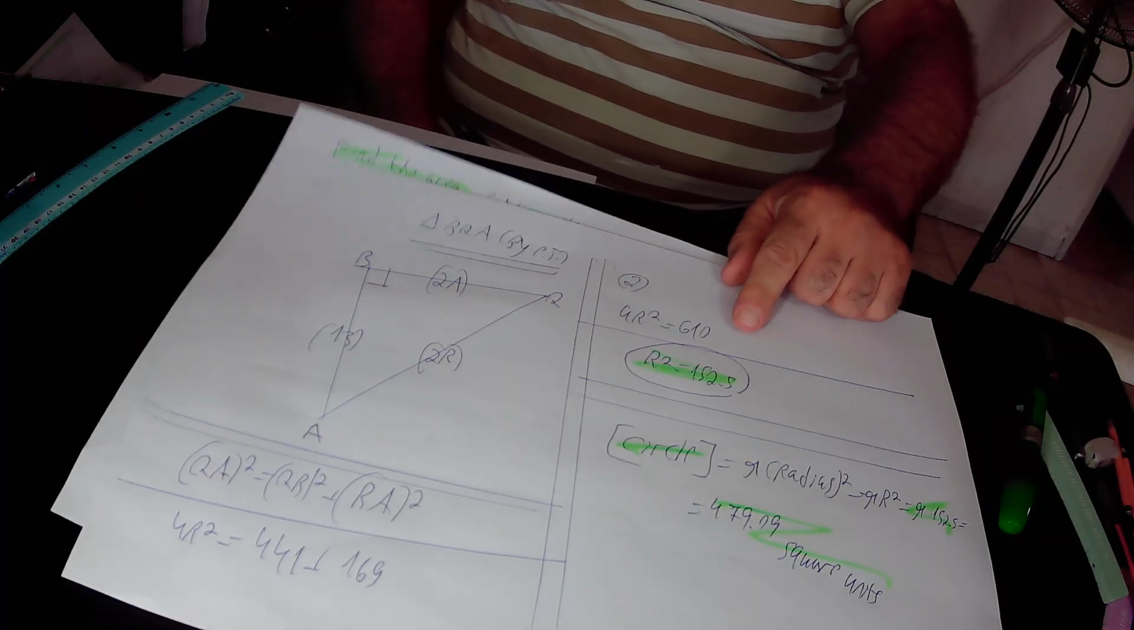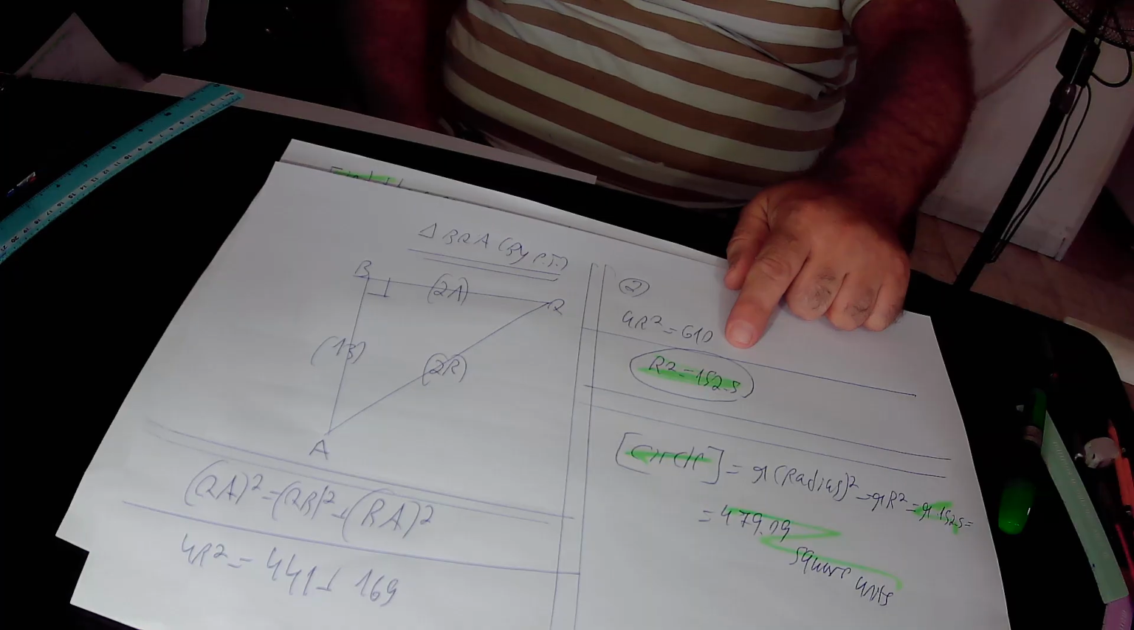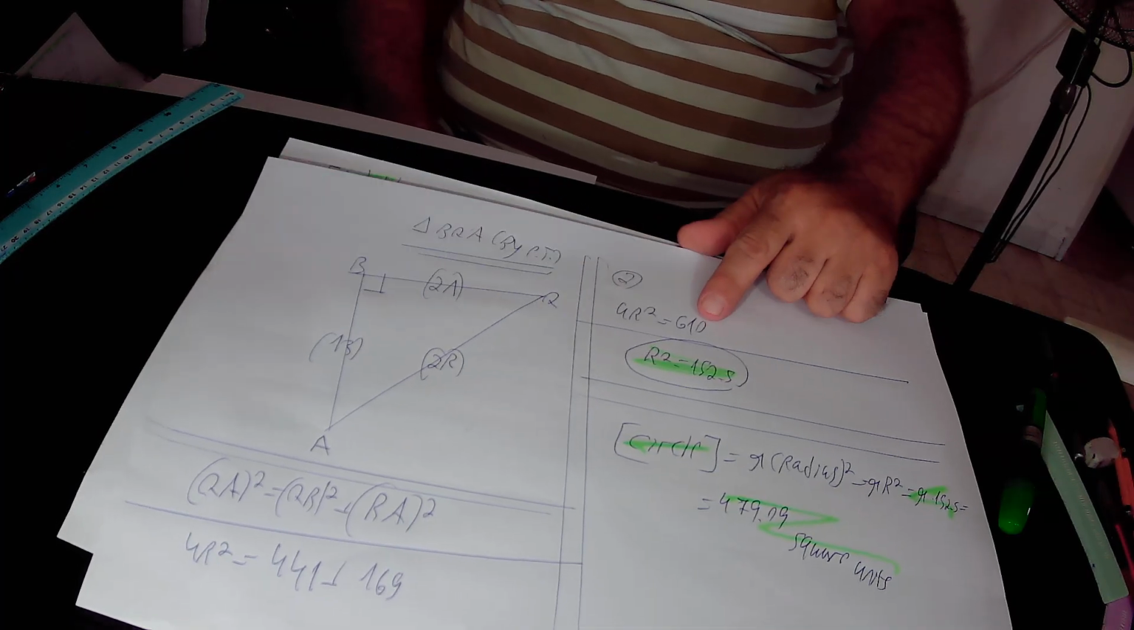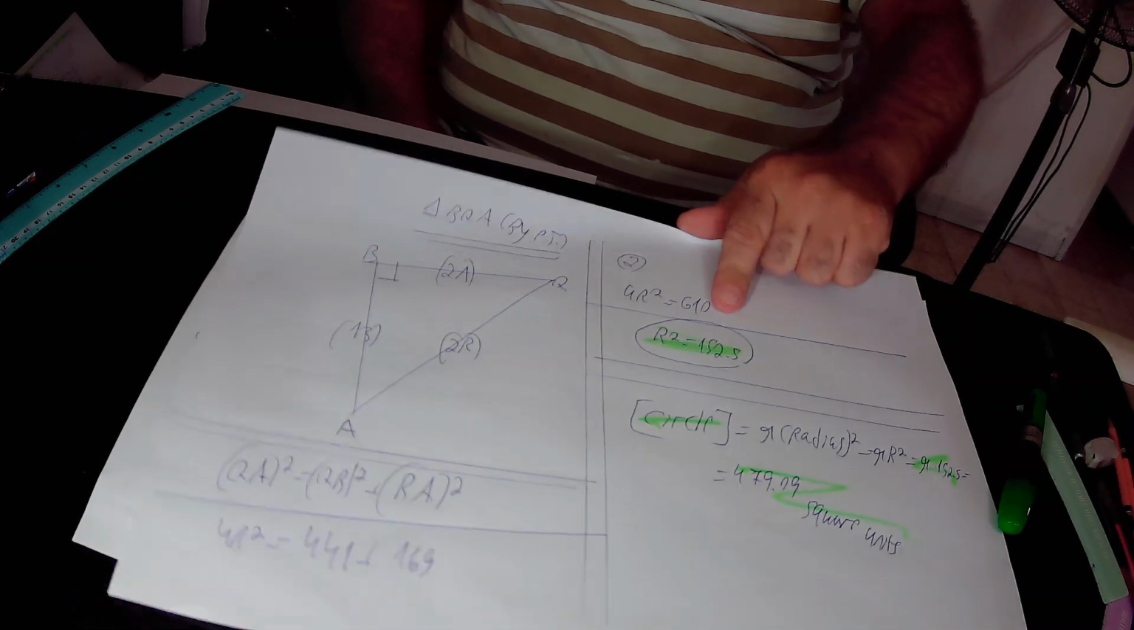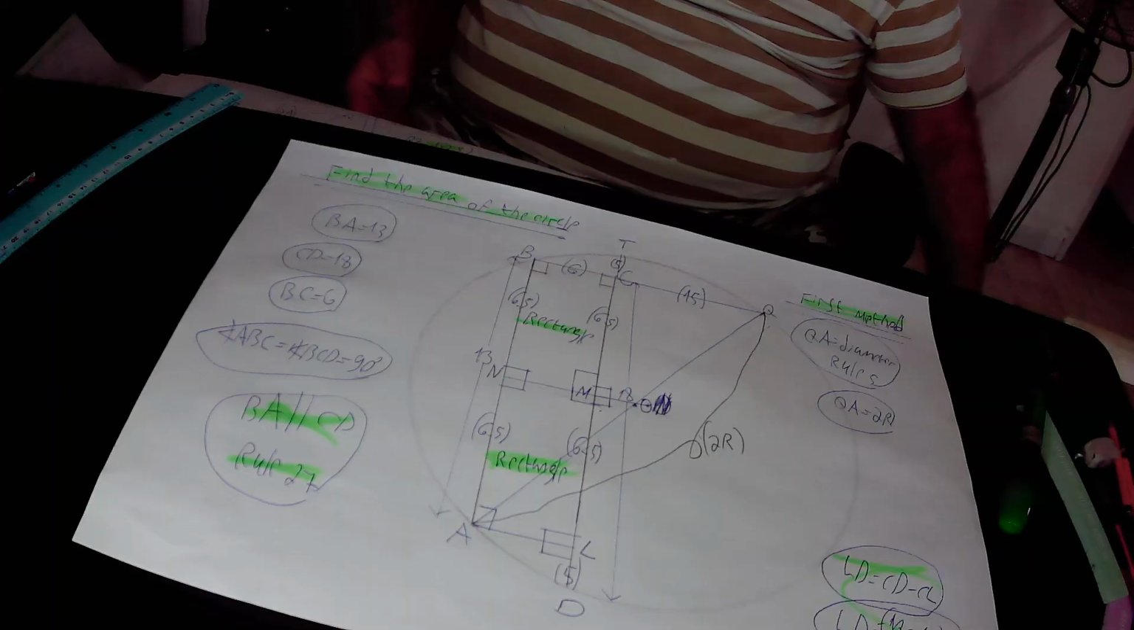Here we divide the equation by 4 and find that R squared equals 610 over 4, which is 152.5. So we found that R squared equals 152.5, and our task is to find the area of this circle.